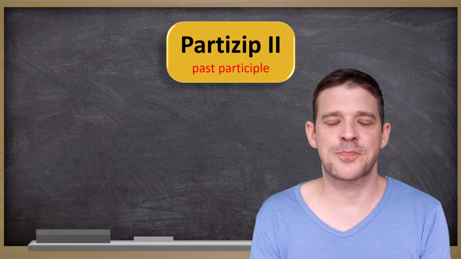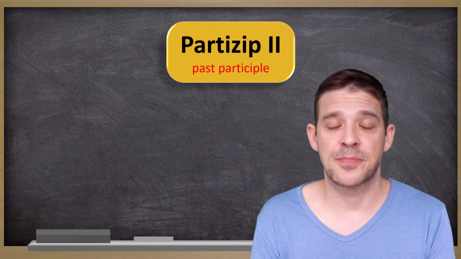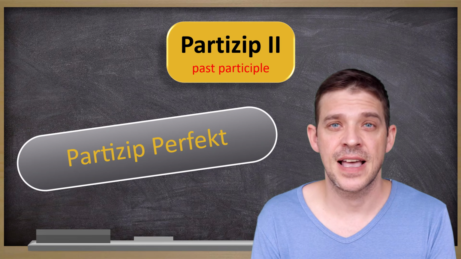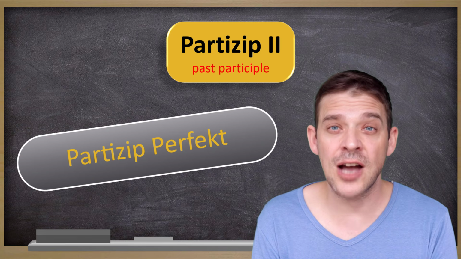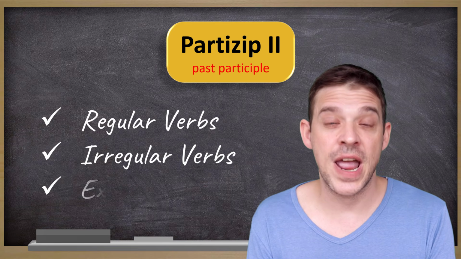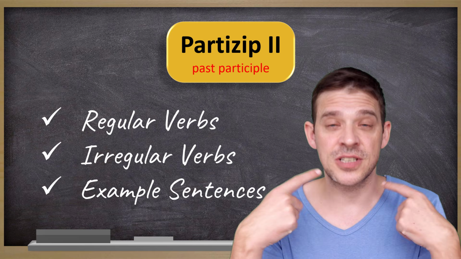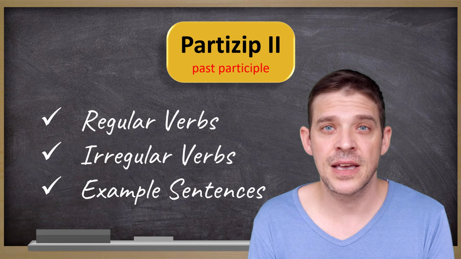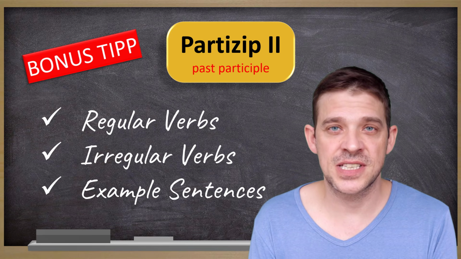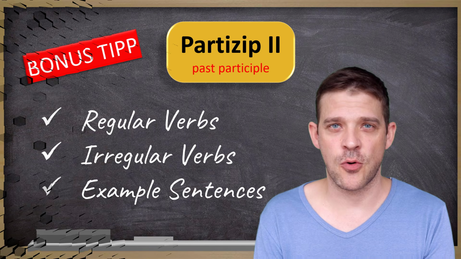Let's talk about das Partizip 2, the past participle, or in German also called Partizip Perfekt. After this video, you're going to know how to form the PP for regular verbs and irregular verbs. We're going to do example sentences together so you can practice along with me. And of course, a bonus tip about something you might have never seen in your textbook before.